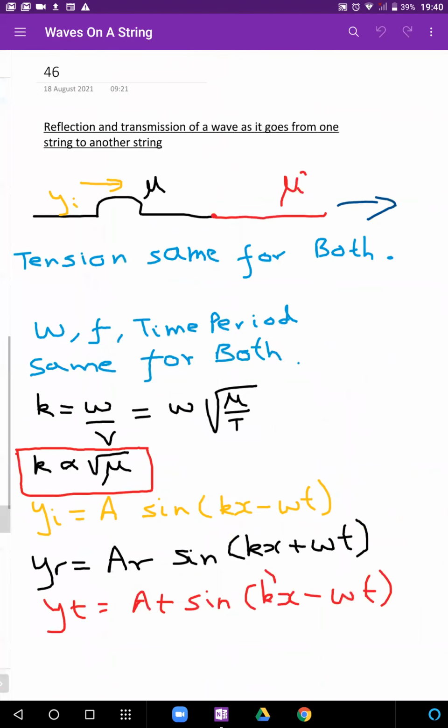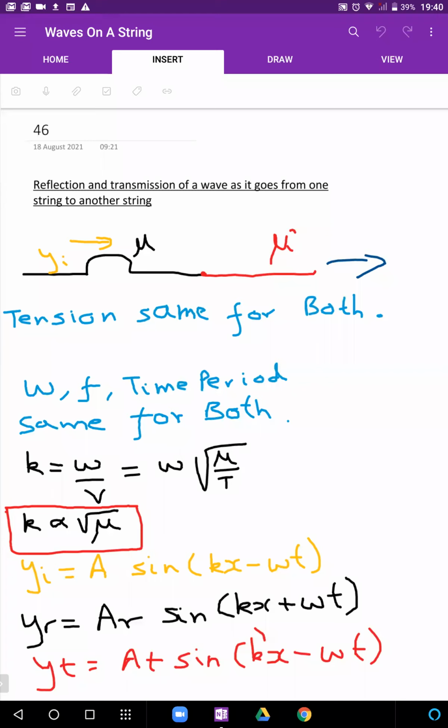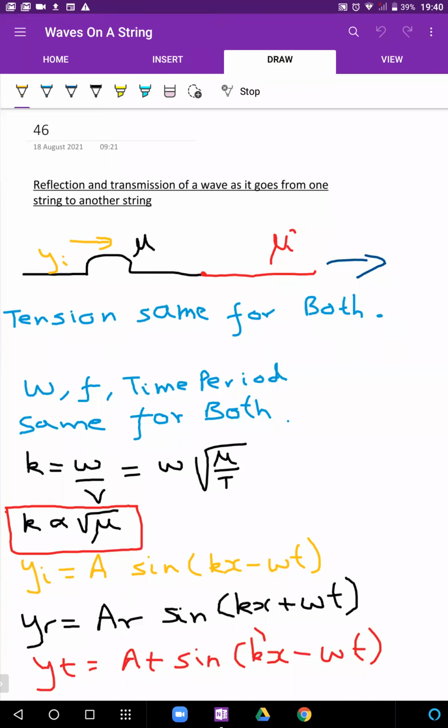Alright, so that's what we see over here. Reflected wave, two changes. What is the change? A becomes AR, and the sign of omega changes. Transmitted wave: A becomes AT, k changes. k becomes k dash. Nothing else. Those are the only changes. All right, we'll see now how to derive AR and AT. Any doubts on this page?